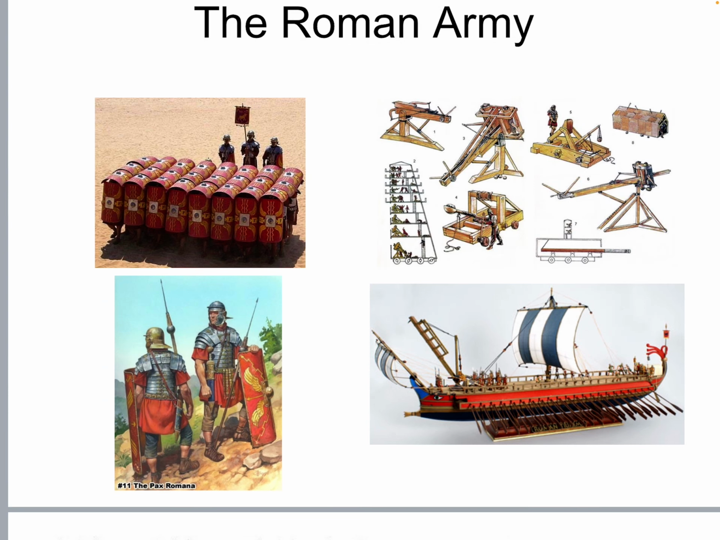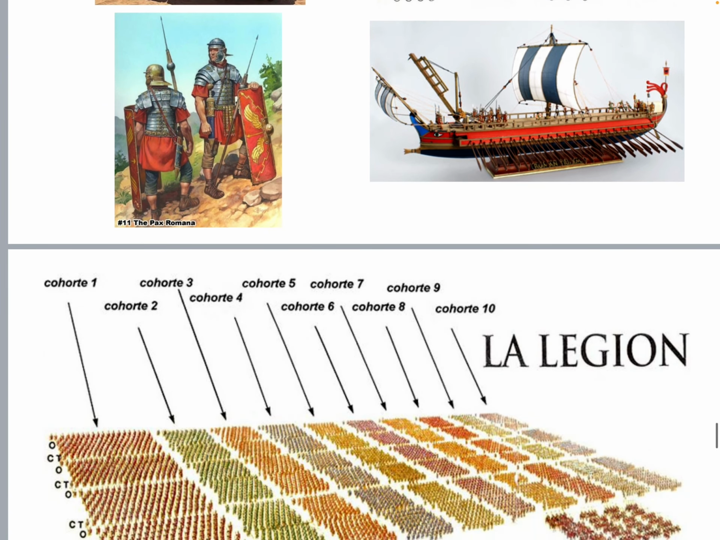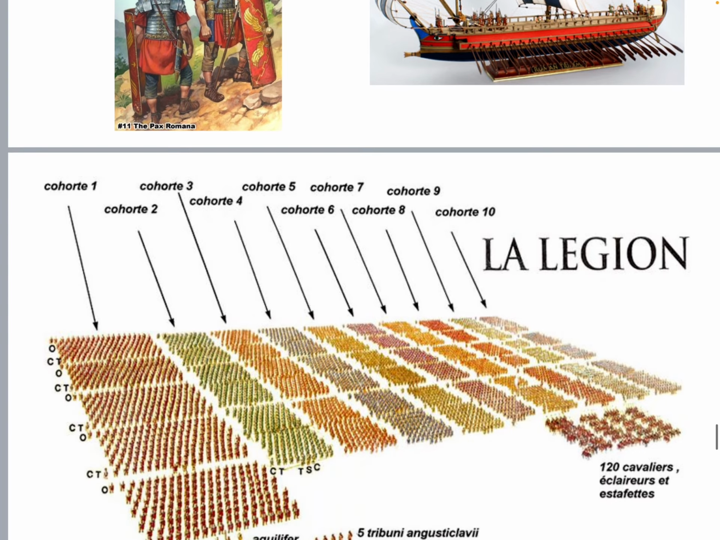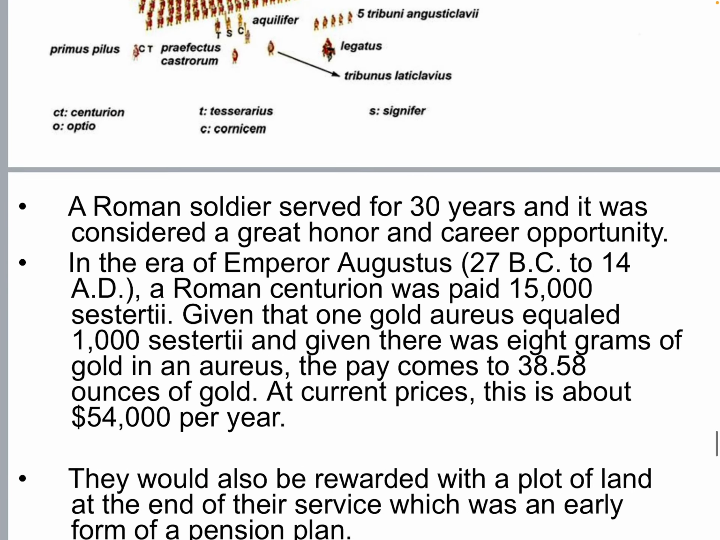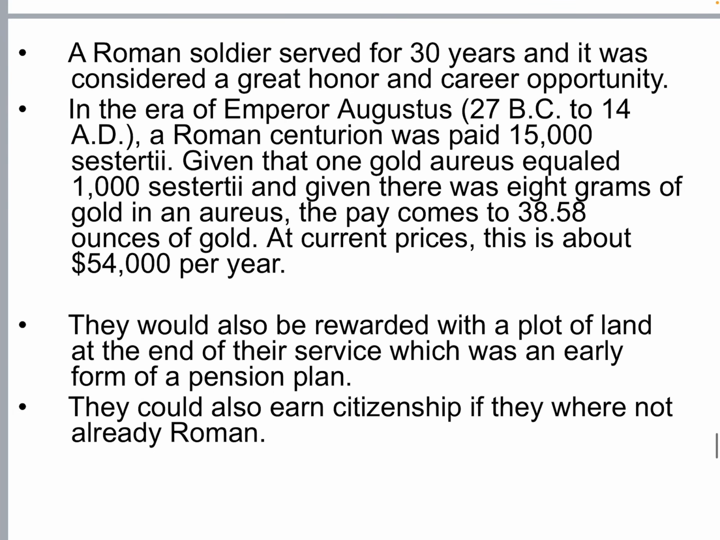But they have great breakthroughs in scientific military process, right? Cool. Okay, so if you were a Roman soldier, you would be in the army for 30 years, and it was a great honor and career opportunity, right? You would be paid in gold, and it would be about $54,000 a year, which is quite a decent salary, right? And then you would also be rewarded a plot of land at the end.